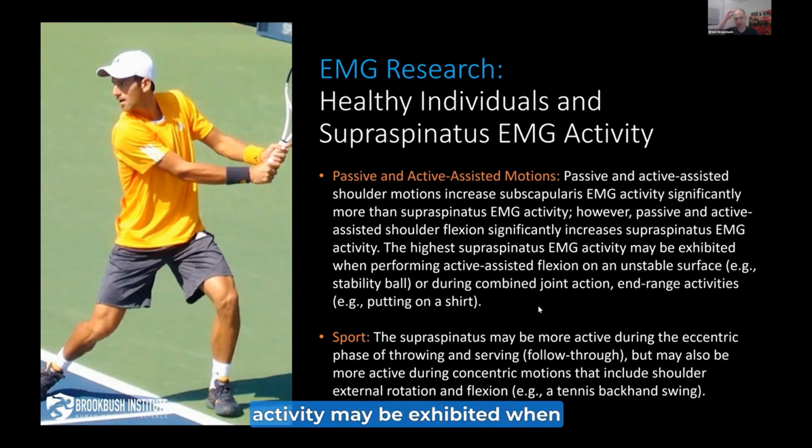The highest supraspinatus EMG activity may be exhibited when performing active assisted flexion on an unstable surface, so things like stability ball rollouts, or during combined joint actions and end range activities. And anybody who's done post-surgical rehab knows things like putting on a shirt, putting on a jacket, putting on a sweater, those types of things for the shoulder can be really, really challenging post-surgical.